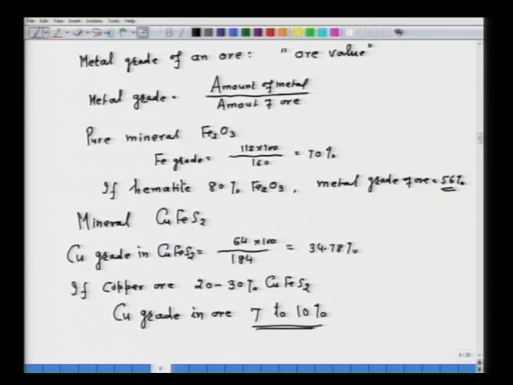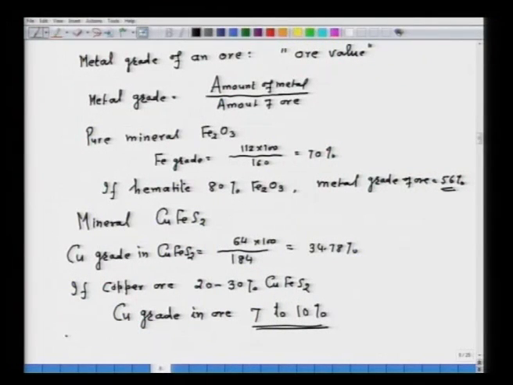What does this mean? That means, out of every 100 kilogram of ore, you have only 7 to 10 kilogram of copper. The rest is gangue, or you can call it waste with reference to the copper, and it has to be removed. So, that is an important thing that you must understand from here.